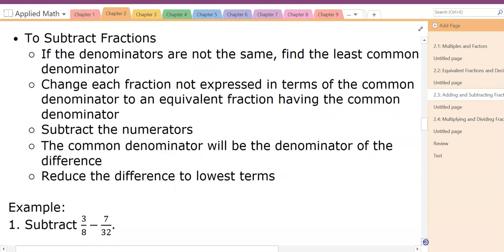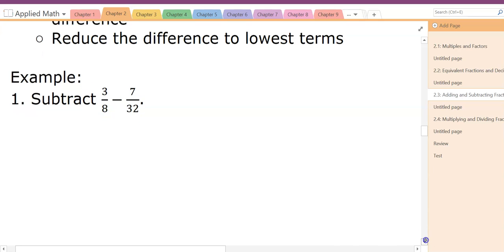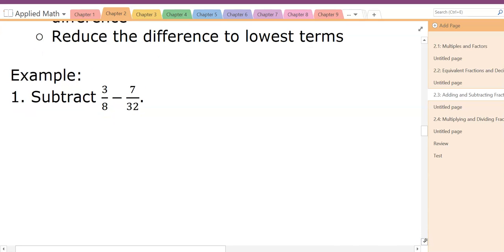All right, why don't you take a minute and try to do this first one. Get those to be like fractions, and then try to subtract them.